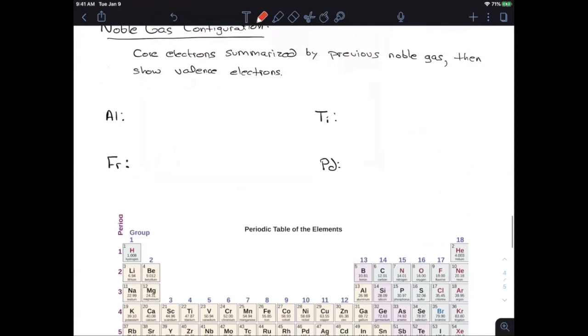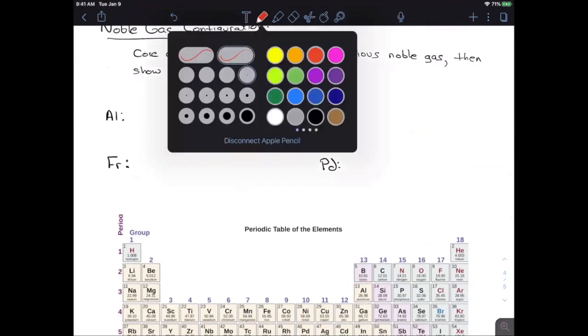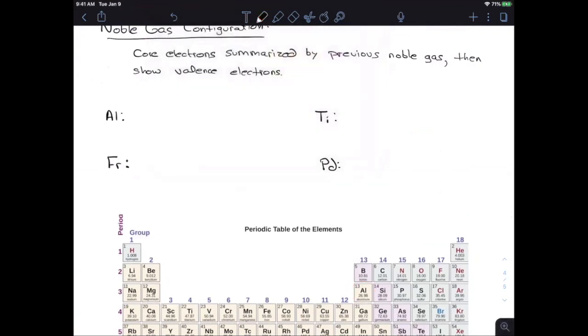So if we look at them quickly, we can say aluminum. So here's aluminum on our periodic table. And so if we look at aluminum, we would want to then start off by writing the previous noble gas. So the previous noble gas for aluminum is neon. So we'd put neon in brackets. And then after we put neon in brackets, we're going to say what is aluminum. So aluminum would be 3s2, 3p1.